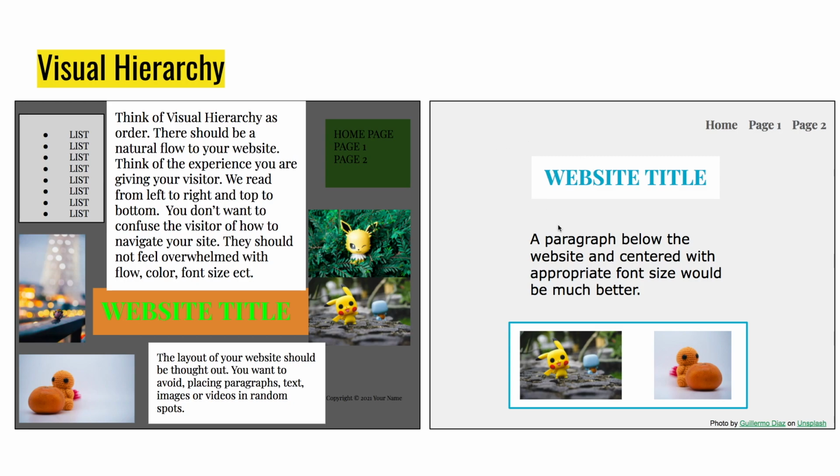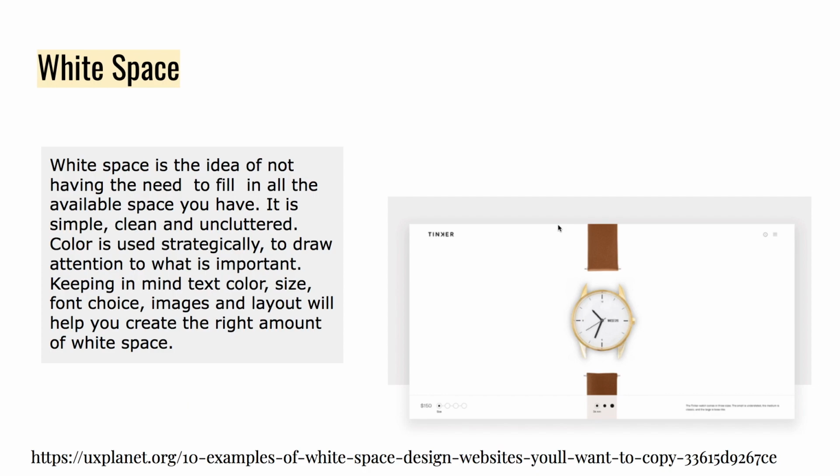Okay? And the very last thing to think about in completing our website is going to be white space. White space is the idea of not having the need to fill every area, every section and space that you have on your site. It is simple, it's clean, and it's uncluttered. Colors are used strategically to draw attention to what's important. Keeping in mind text color, the size, the font, images, and the layout will help you create the right amount of white space. Your goal is to say just because you have this nice blank canvas does not mean that you need to clutter it up with visuals, right?